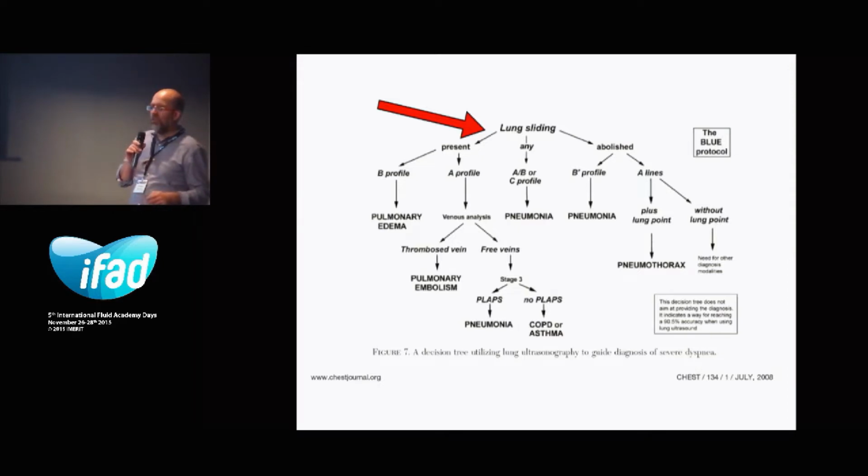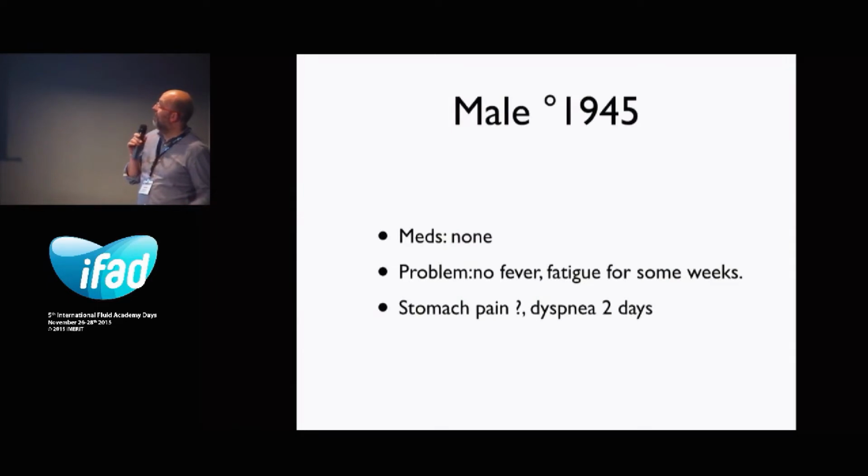This is for acute dyspnea patients admitted to the intensive care. Those are very ill patients. Not every emergency patient fits in. I'm going to give a few examples of what you can do with this. So a male patient comes in, no major pathology in his prior history, has no fever, has had fatigue for some weeks, has some stomach pain and dyspnea since 2 days.